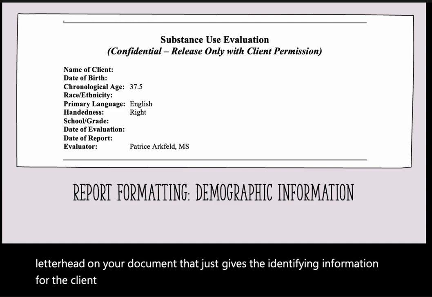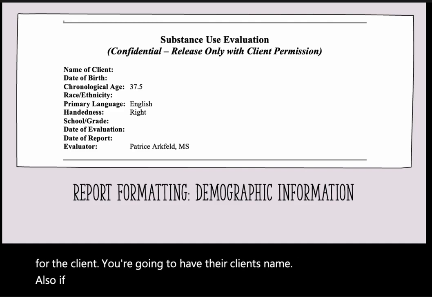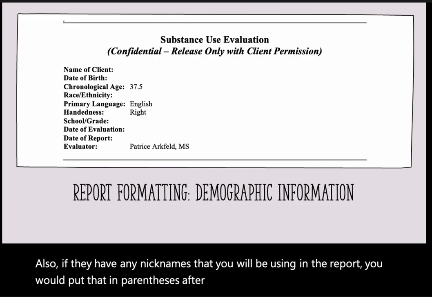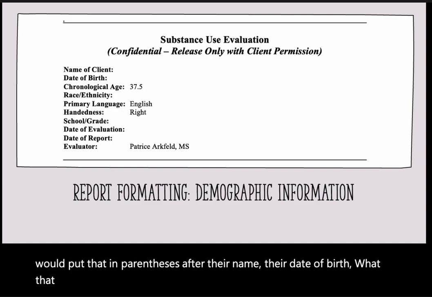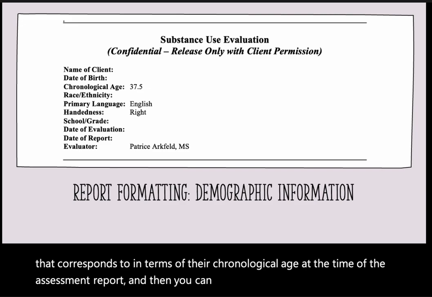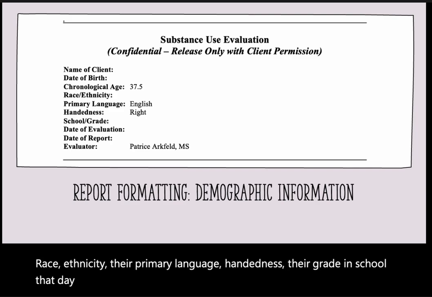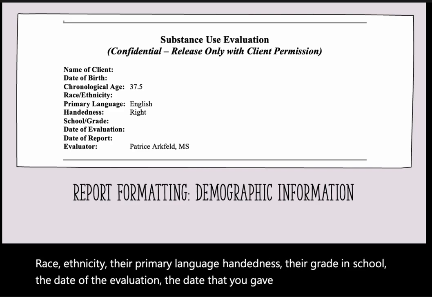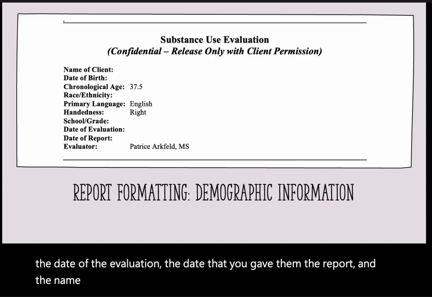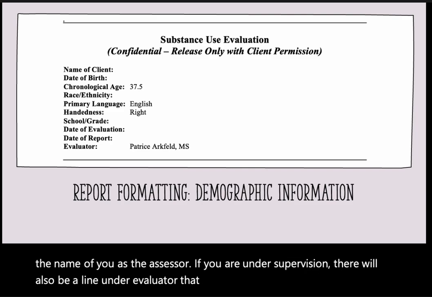You're going to have the client's name. Also, if they have any nicknames that you will be using in the report, you would put that in parentheses after their name. Then their date of birth, what that corresponds to in terms of their chronological age at the time of the assessment report, and then you can see the rest of this information: race, ethnicity, their primary language, handedness, their grade in school, the date of the evaluation, the date that you gave them the report, and the name of you as the assessor. If you are under supervision, there will also be a line under evaluator that says supervisor, and you'll list your supervisor as well.